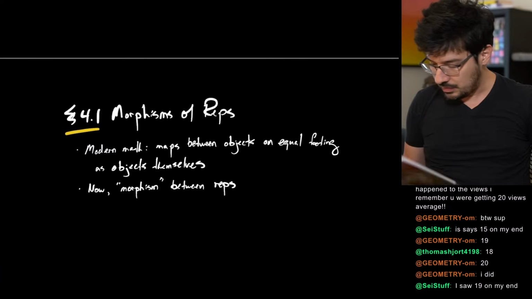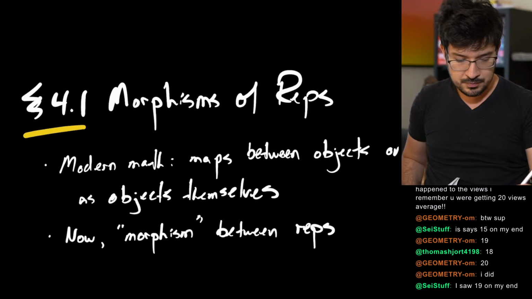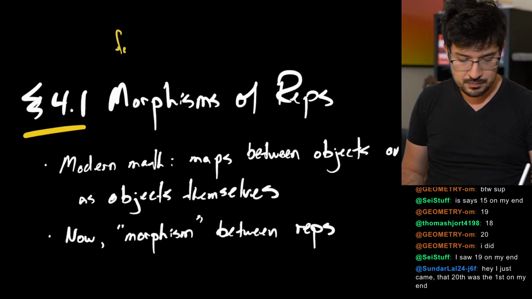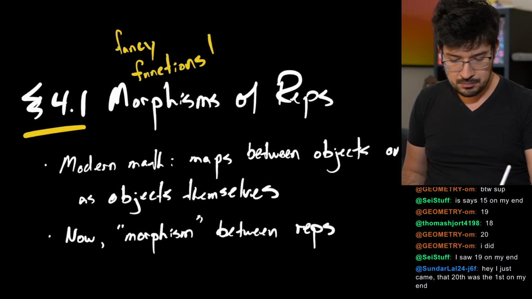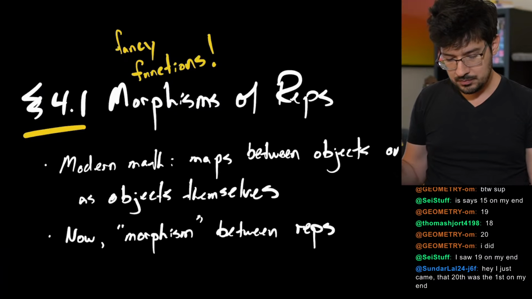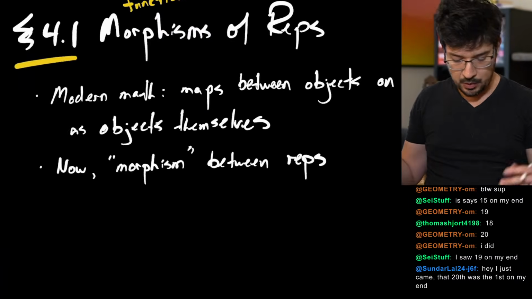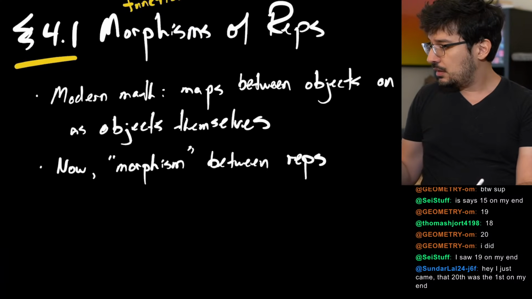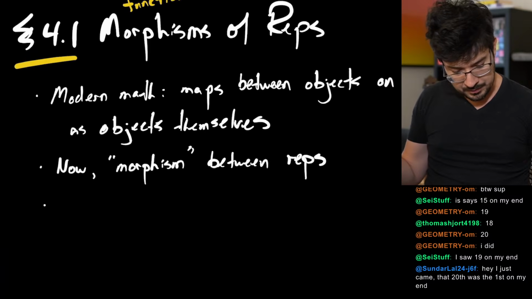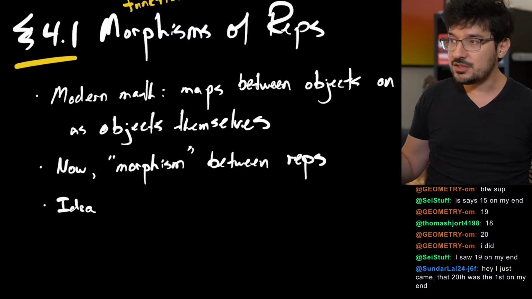Okay, so morphisms are fancy functions. Okay, so we're looking at morphisms between reps. The idea is the following. I just don't understand what's wrong with just calling them functions. Why can't they just be functions?